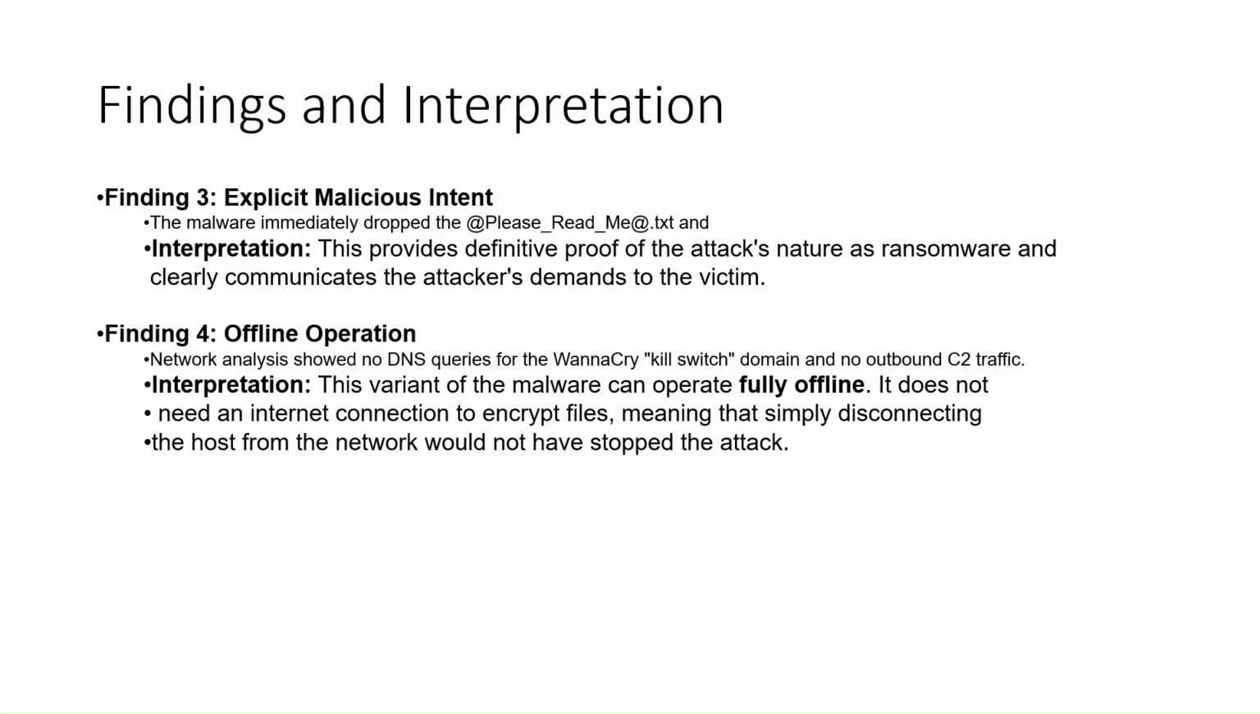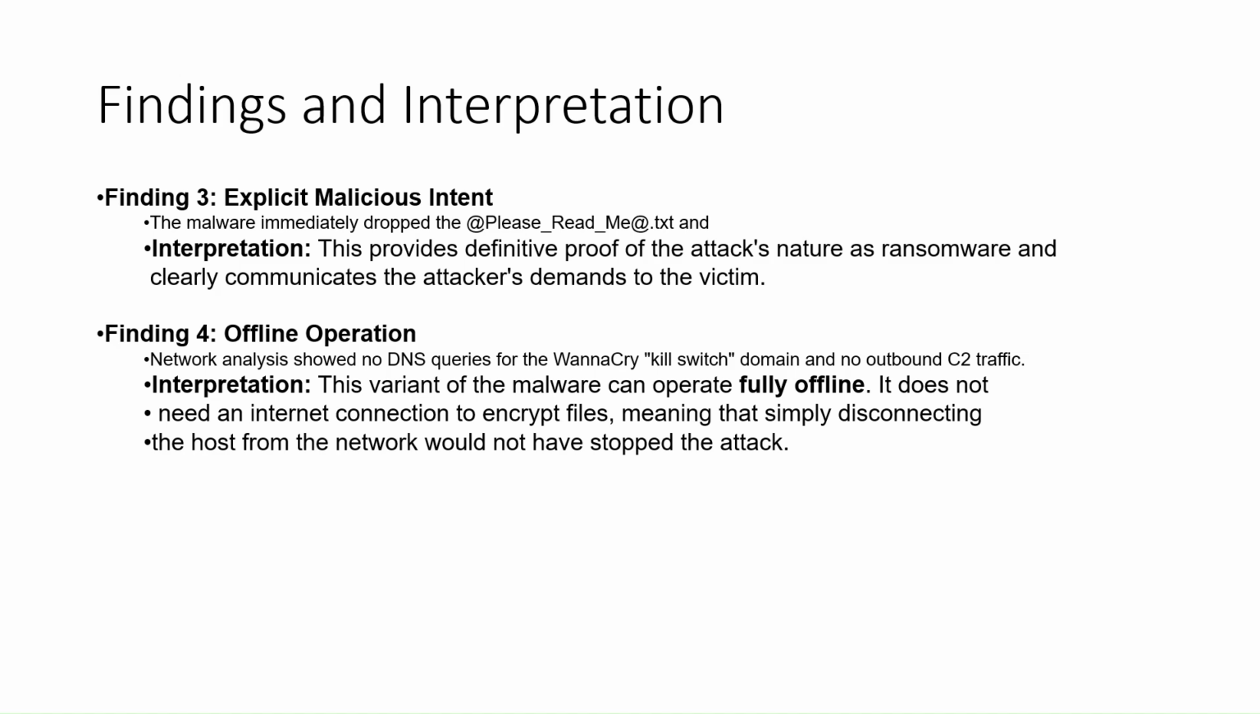Third, the malware's intent was explicit. It immediately displayed the ransom note and the wanted decryptor GUI, confirming its purpose as ransomware. And finally, most importantly, our network capture proved that the sample can operate fully offline. It never attempted to contact its kill switch domain or any command and control servers. This is a critical finding because it means that once it's run, simply unplugging the computer will not stop the encryption. It's also likely that these network features might have been removed in the research version of the virus we were using.